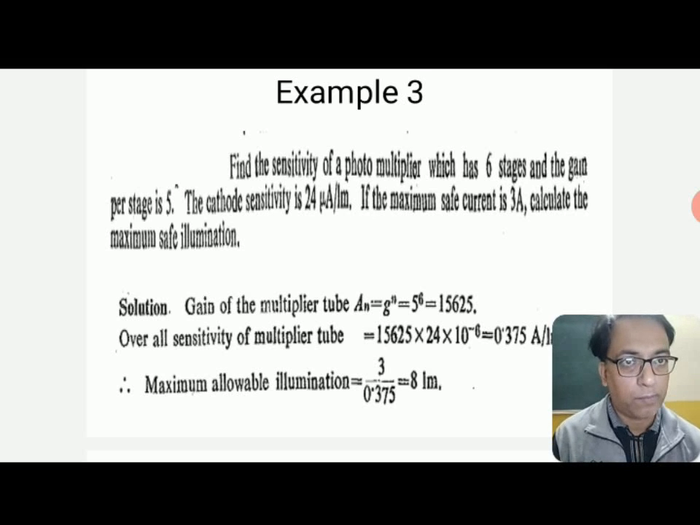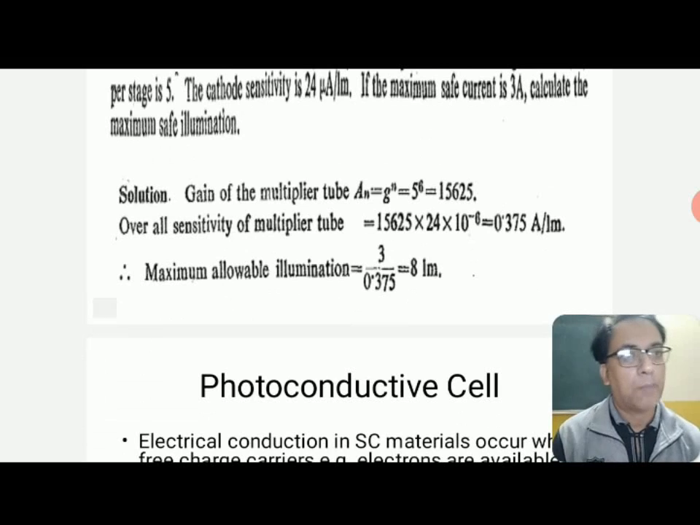Now, if the gain per stage is g, the total gain of the multiplier will be simply the gain per stage to the power of the number of stages, that is 5 to the power 6, which is 15625. Now the overall sensitivity will be simply multiplied by this gain. The cathode sensitivity is given as 24 microampere per lumen. If you multiply this by 15625, you will get 0.375 ampere per lumen. Okay, this is the overall sensitivity of the material.